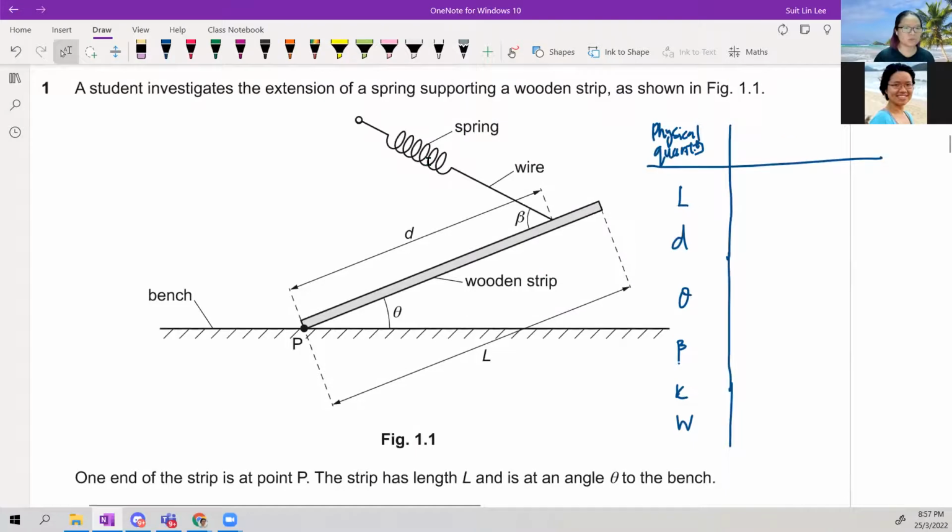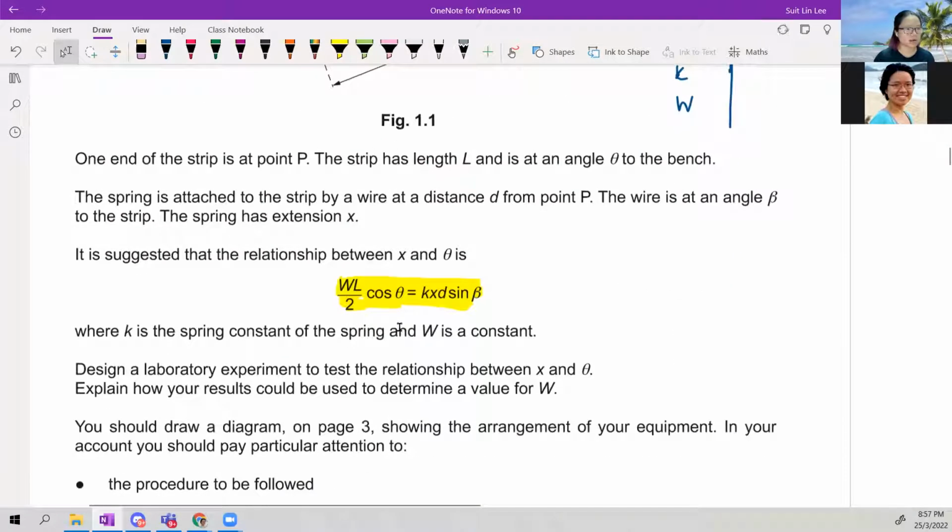Okay, what is W? W is just a constant. We don't know what W is. Design a laboratory experiment to test the relationship between X and theta. So this is the first one. And explain how your results can be used to determine the value of W.